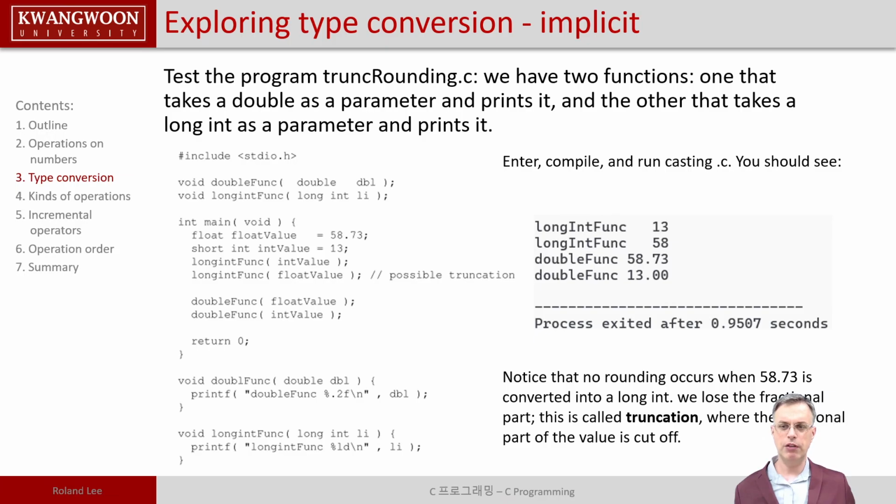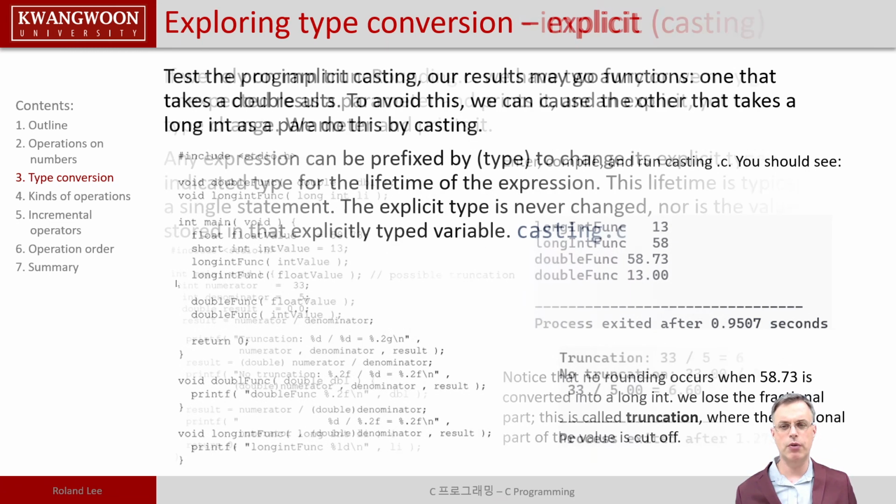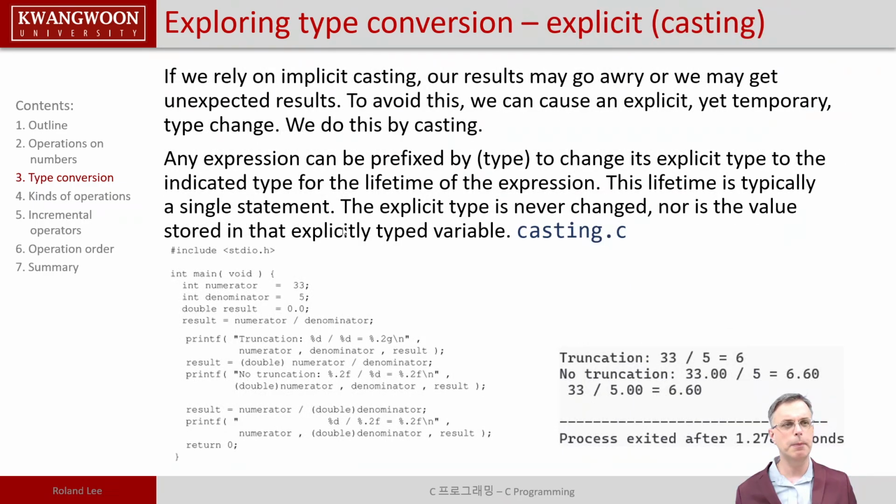And a short integer is properly converted into a double, just as a float is properly converted into a double. Also notice that when you compile the trunc rounding, no compiler error, no runtime warning will be given when the float was converted into a long integer. Now we can start using explicit type conversions, so typecasting.